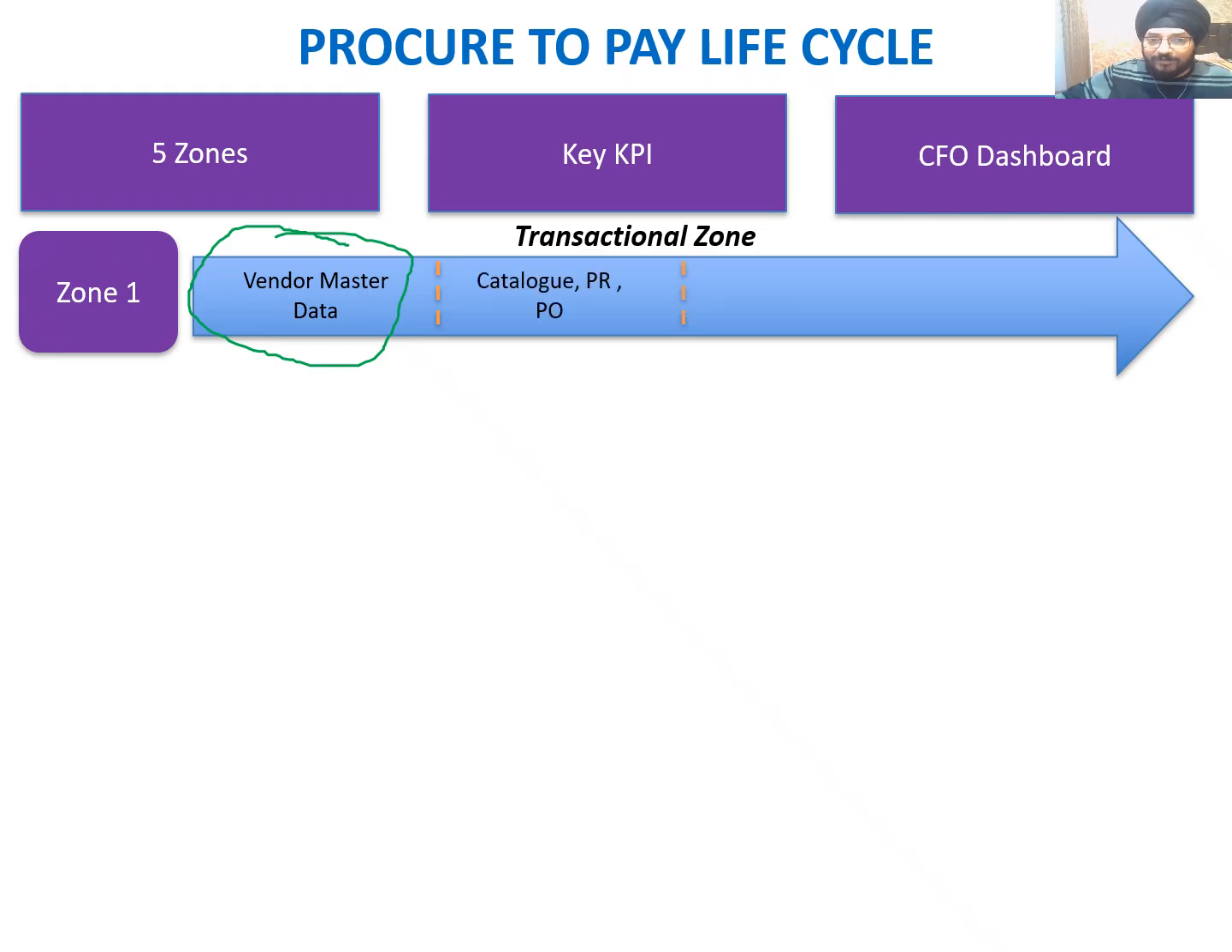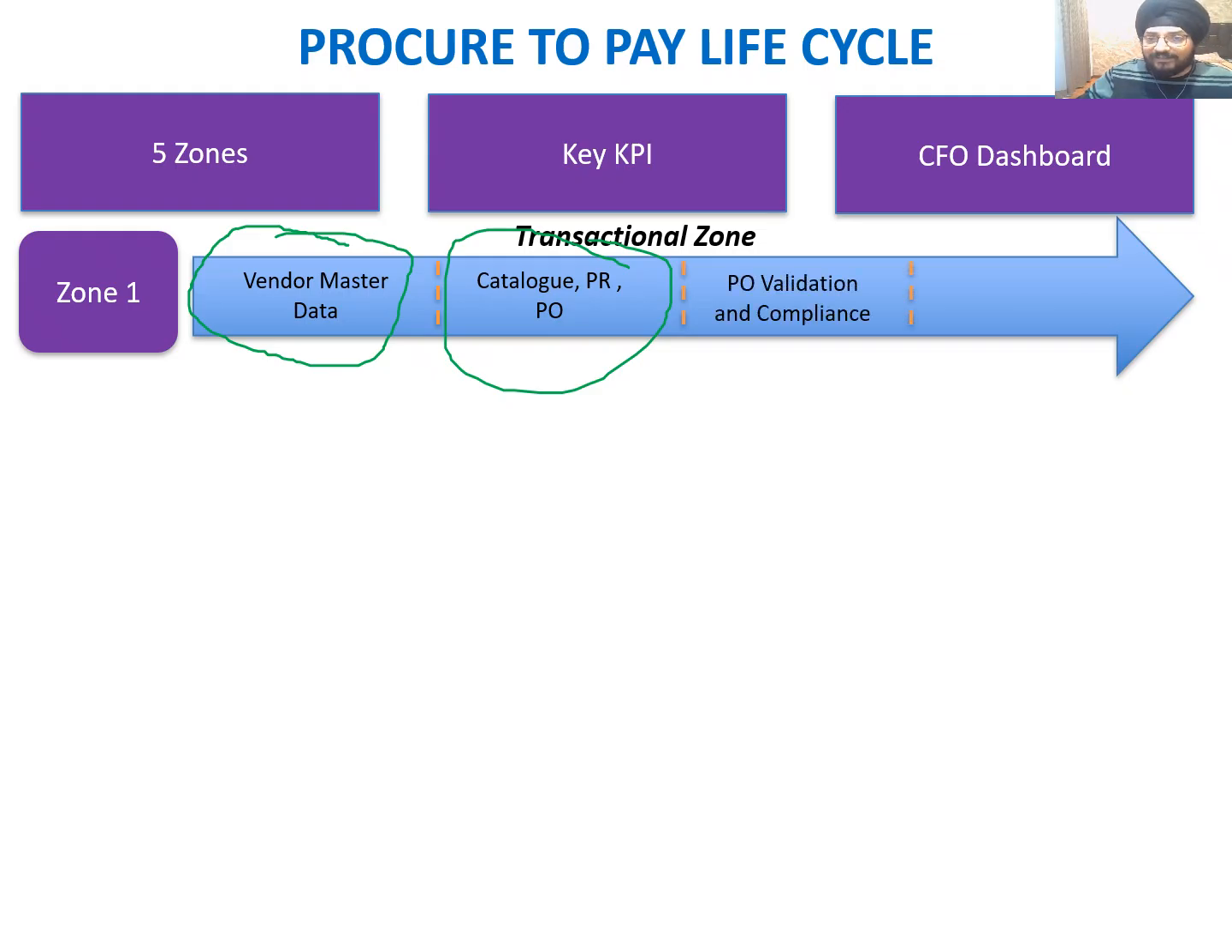Next is catalog, PR, and PO. We have combined all three together because it largely deals with the inventory side, wherein we need to understand what material we are going to order. We have to raise a PR based on the catalog that is available, and then that PR needs to be converted into the PO. So it has to have its approval mechanism, whereby a proper purchase requisition is converted into a purchase order, which is then finally released to the supplier so that he can provide the goods as per the terms.